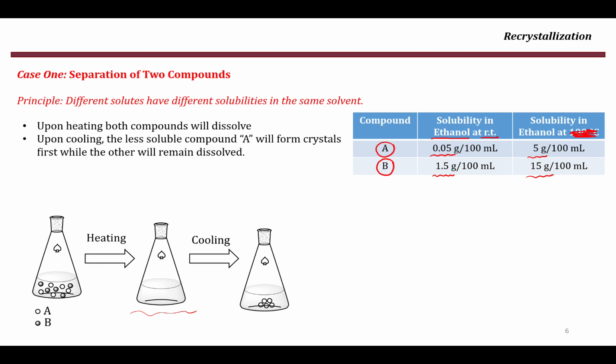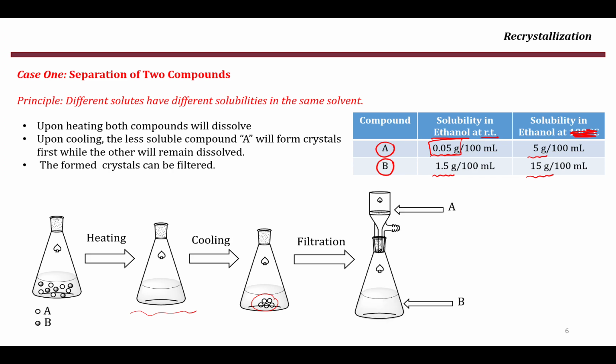Now, once we start cooling the whole solution, the less soluble compound, which is A, as you can see here, so we can only dissolve 0.05 grams of A in ethanol at room temperature. The less soluble compound, which is A, will start to crystallize. So it will come out of the solution and it will form crystals here. The other compound, which is compound B, will stay dissolved in the solvent because it's more soluble.